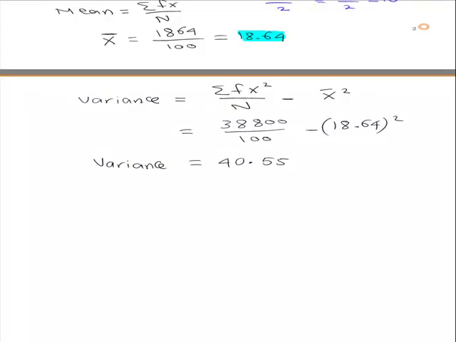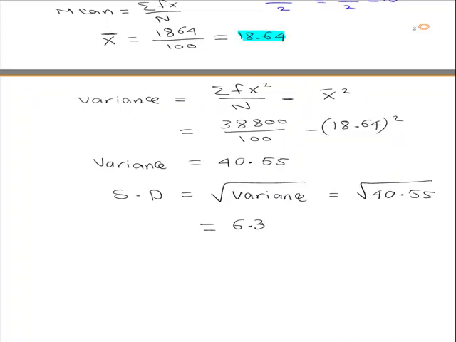That will give you the value of the variance, which is equal to 40.55. And then to find the standard deviation, it is equal to the square root of the variance. That means the square root of 40.55 will give you 6.36. So this is the standard deviation.